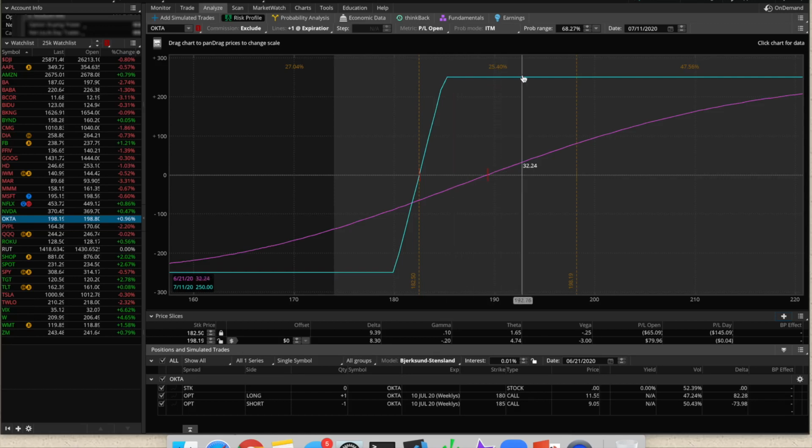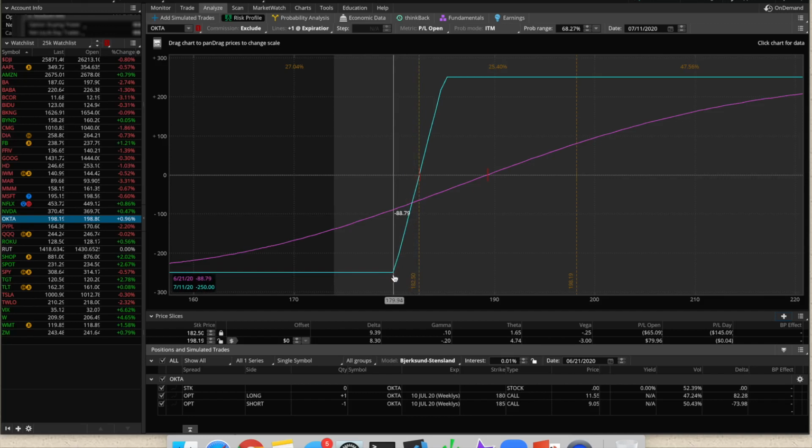So this line is the profit potential on the left side. The max you can make is 250. This is 200, 250, and it just caps. It doesn't go any further. And this is your break-even point. So if it expires at 182 here, then you'll make no money. If it starts going below that, then you start losing money, and at or below 180 is when you lose all your money. So that's your P&L chart.